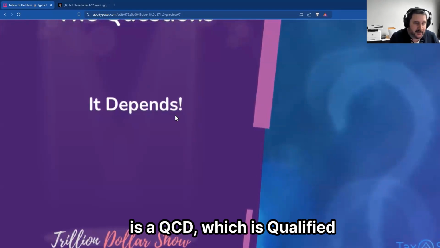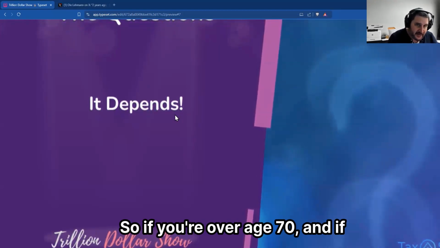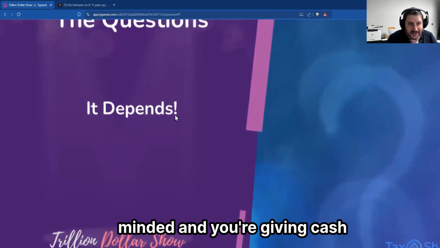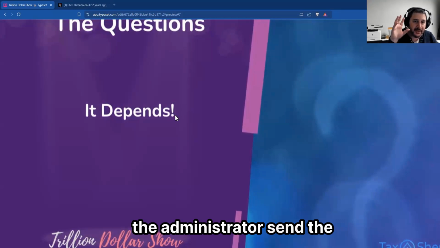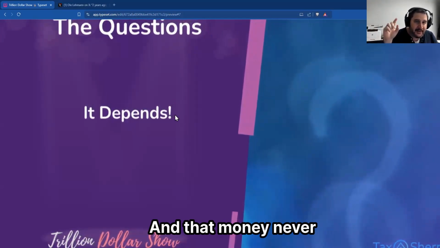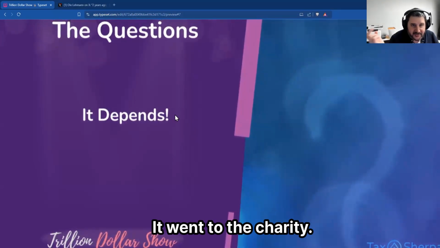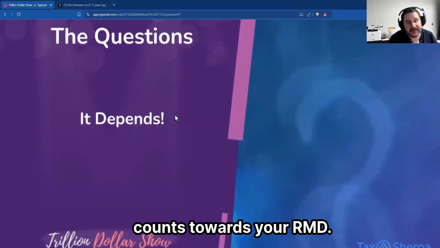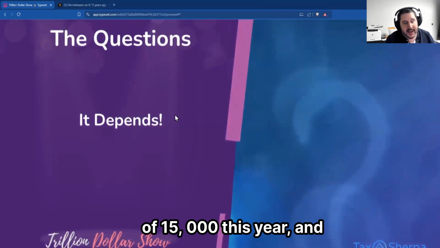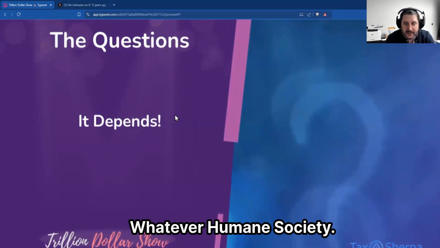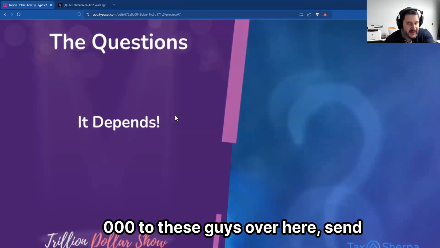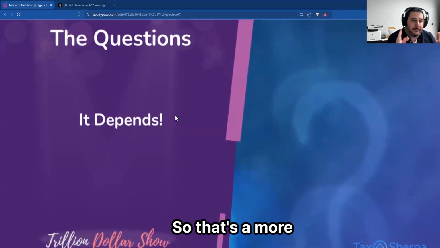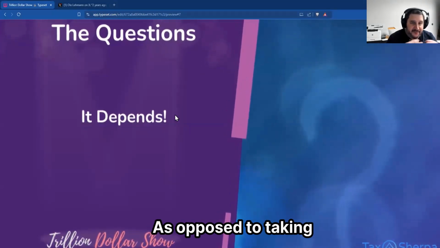Another thing you can do is a QCD, which is a qualified charitable distribution. So if you're over age 70, and if you're in RMDs, you're automatically going to be over age 70, and you are charitably minded and you're giving cash to charities, you can have the administrator send the money directly to the charity. And that money never hits you personally because it went to the charity. And the money that you contribute to the charity through that distribution counts towards your RMD. So let's say you have an RMD of $15,000 this year, and I'm going to give 5 of it to, whatever, the Humane Society. I tell my administrator, hey, give 5,000 to these guys over here, and then give me the 10. And then I'm only going to be paying tax on the 10. So that's a more efficient arrangement as opposed to taking the 15 and giving 5.